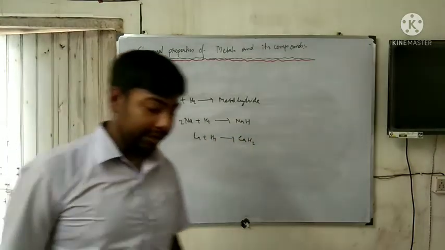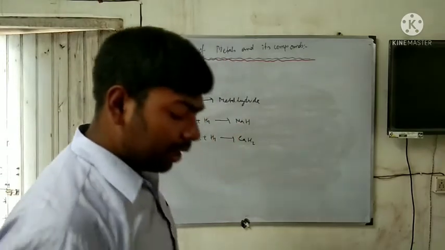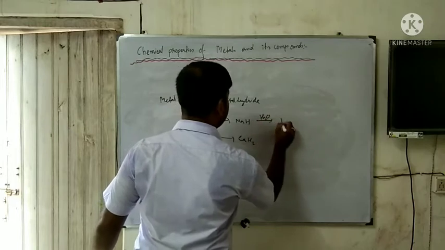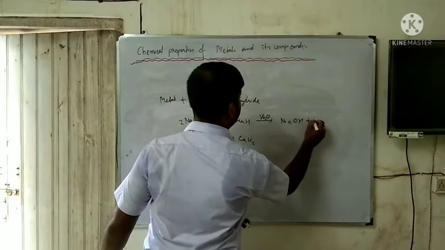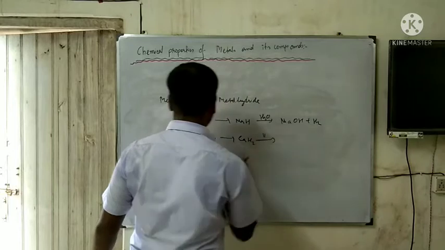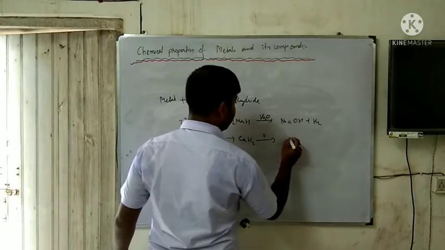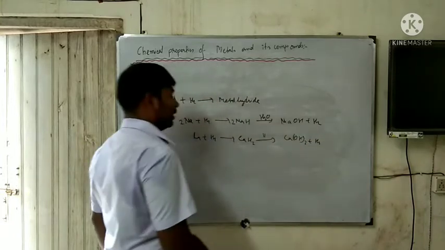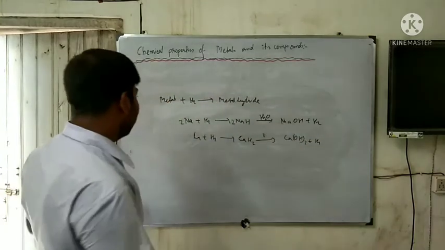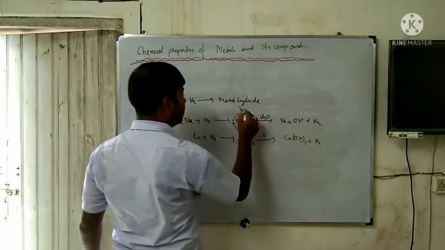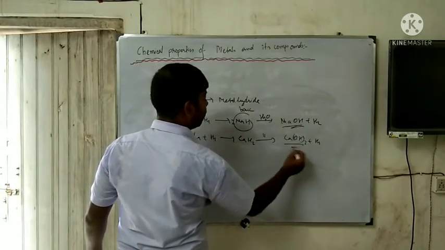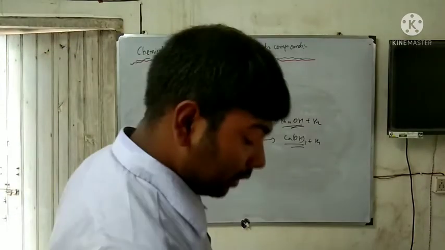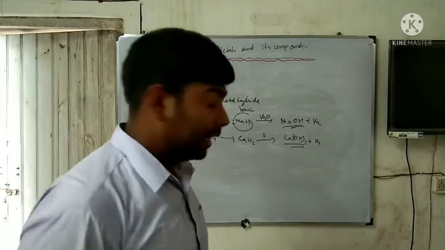Like this, hydrides. Now this calcium hydride, if it reacts with water, it produces calcium hydroxide plus hydrogen gas. This way it will produce. This hydride is also basic in nature. See, it is forming a base, so it is basic in nature.